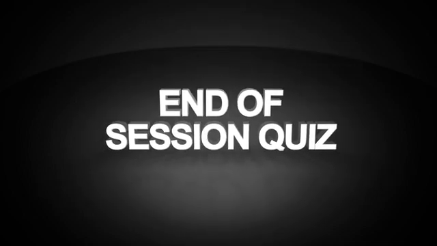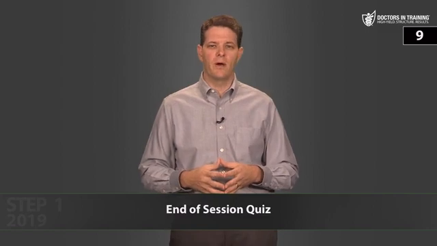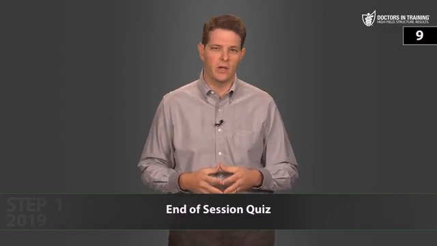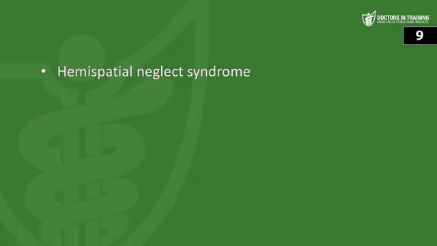So now we're ready to pause the video and answer the end of session quiz. All right, first question. A lesion to which area of the brain is responsible for each of the following clinical scenarios? So hemispatial neglect syndrome is a lesion to the non-dominant parietal lobe, which is usually the right parietal lobe.